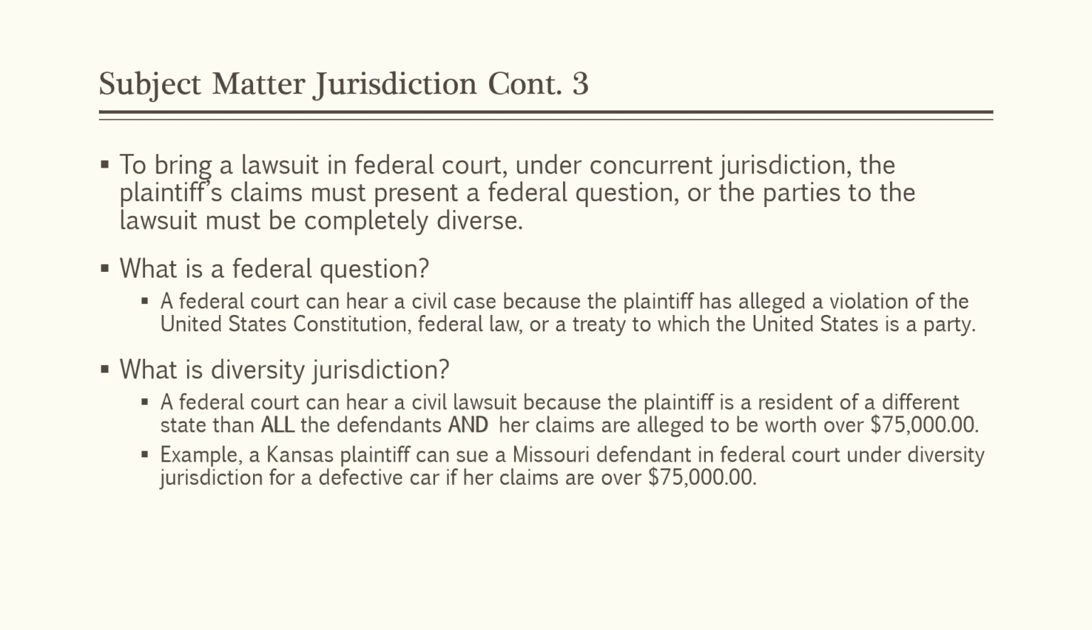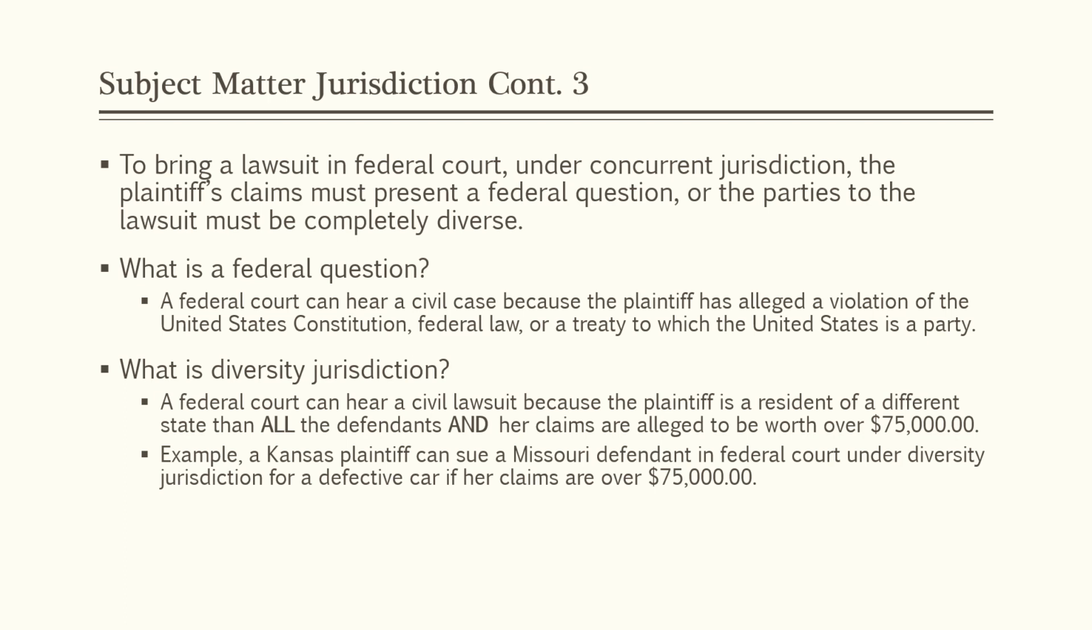Plaintiffs can also bring cases in federal court under diversity jurisdiction. A federal court can hear a civil lawsuit because the plaintiff is a resident of a different state than all the defendants and her claims are alleged to be worth more than $75,000. Unlike federal question jurisdiction where there's no minimum, there is a minimum monetary requirement with diversity jurisdiction. For example, suppose a Kansas plaintiff wants to sue a Missouri defendant in federal court under diversity jurisdiction for a defective car. She can do that because she is a Kansas resident and the defendant is a Missouri resident as long as her claims are worth more than $75,000.